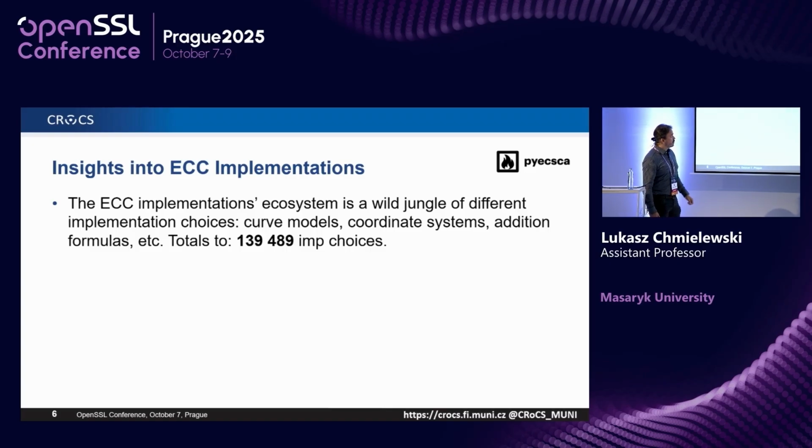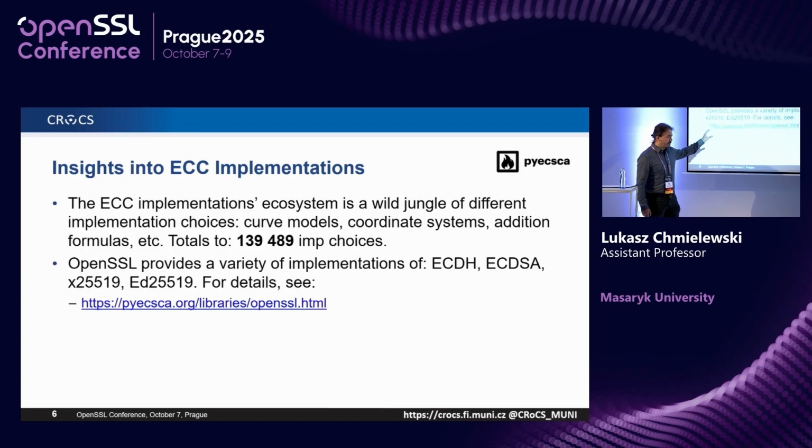Another approach, we looked at all the cryptographic implementations that we found in the field. The main conclusion from that, as expected, was that this ecosystem is a wild jungle of different implementation choices with curve models, coordinate systems, addition formulas, etc. It totaled 140,000 implementation choices. We documented OpenSSL and everything that we analyzed on the pyecsca website. So that's the name of the tool that we used. If you click on the link, you can find everything that we found there.